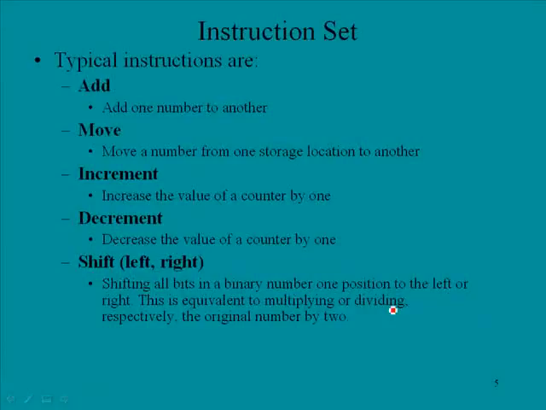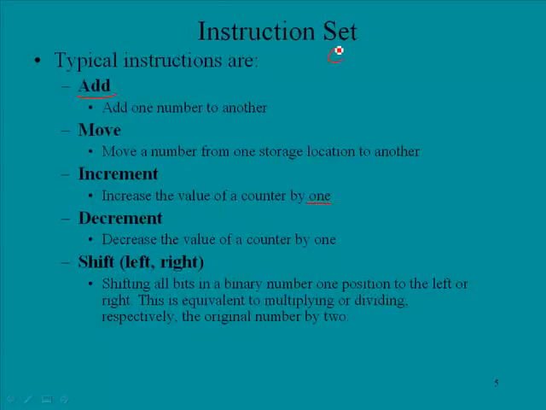Okay, typical instructions, and these are just representative of a few of the many instructions you would find in an instruction set. So here is an instruction for adding, and this instruction would say add one number to another. An instruction for move, this would move a number from one storage location to another. Increment, this would increase the value of a counter by 1. Decrement would decrease the value of a counter by 1. And then shift left or right, this has to do with shifting all the bits in a binary number one position to the left or to the right.